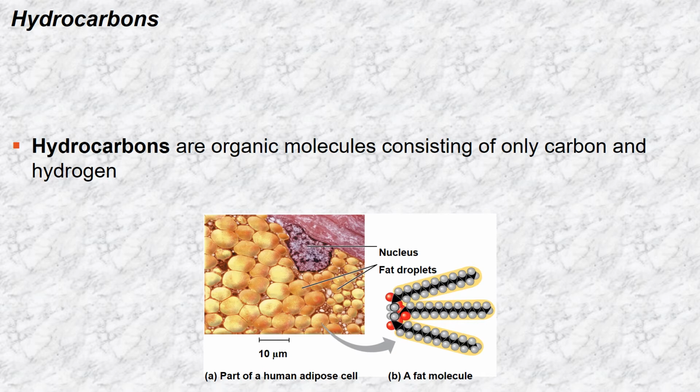This is a triglyceride right here. This shows the space filling model of a triglyceride. We're going to talk about this more when we get to chapter 5. It's one base molecule right here which does have oxygen in it, so there are some oxygens. But attached to each of the carbons in this base molecule are long hydrocarbons. This is a hydrocarbon right here, and there are 3 of them. Hydrocarbons are molecules that consist of only carbon and hydrogen.